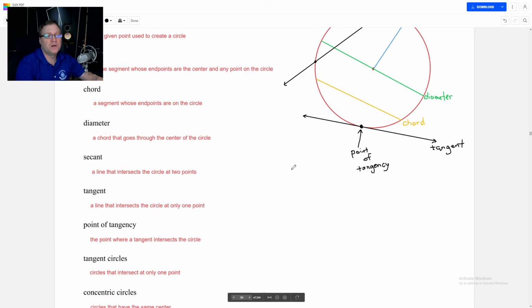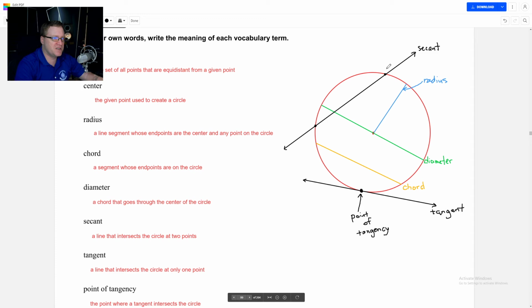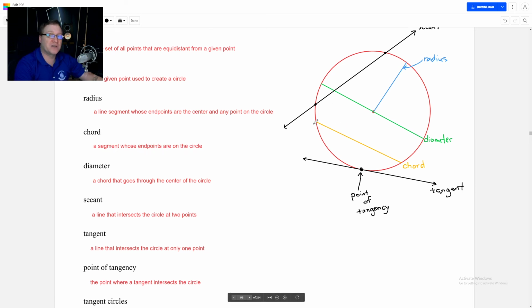Okay. All right, so this is a drawing of all of these words. The circle, the center, the radius, chord, a diameter, the secant, a tangent, and the point of tangency. All right? You need to know how to identify them. Tonight in your homework, you're basically just going to look at pictures of circles, and they'll have these lines drawn out. You have to tell which one is the secant, which is the tangent, which is the diameter, and so on.